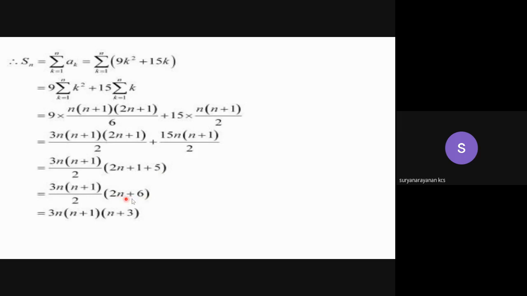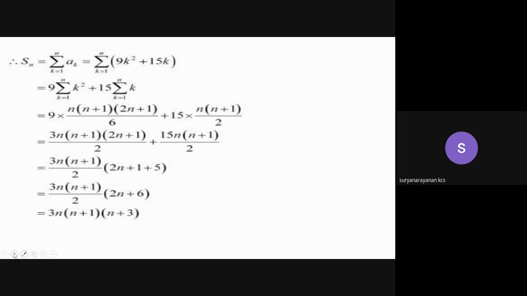So we get here 2n plus 1, 2n plus 6. Again, if you take 2 common from these two terms, 2 gets cancelled. And finally, we get 3n into n plus 1 into n plus 2. This is the sum to n terms of the given series. We follow the same steps for any question.